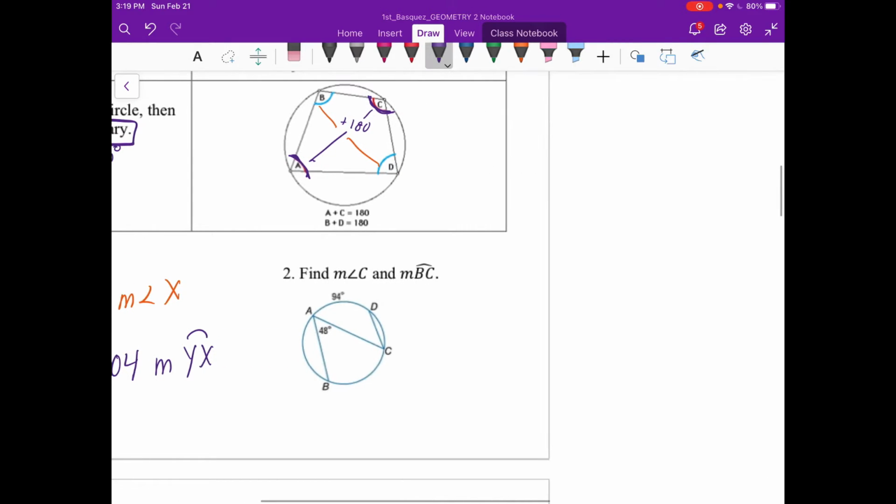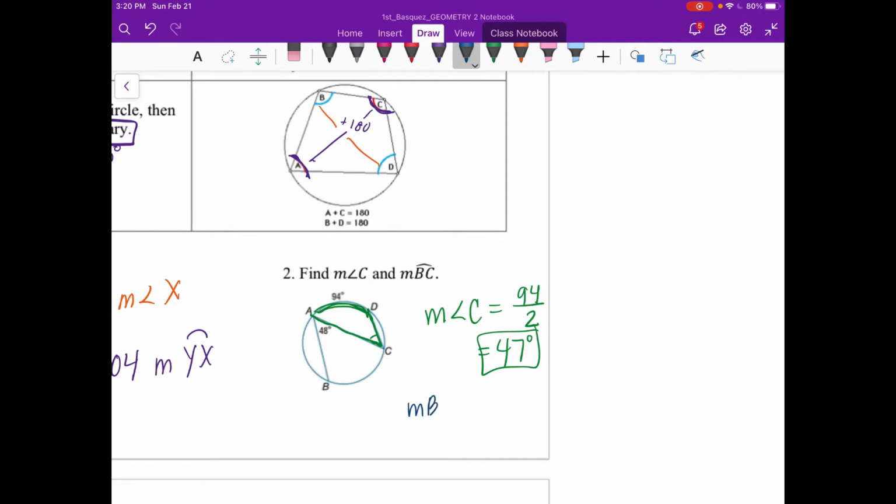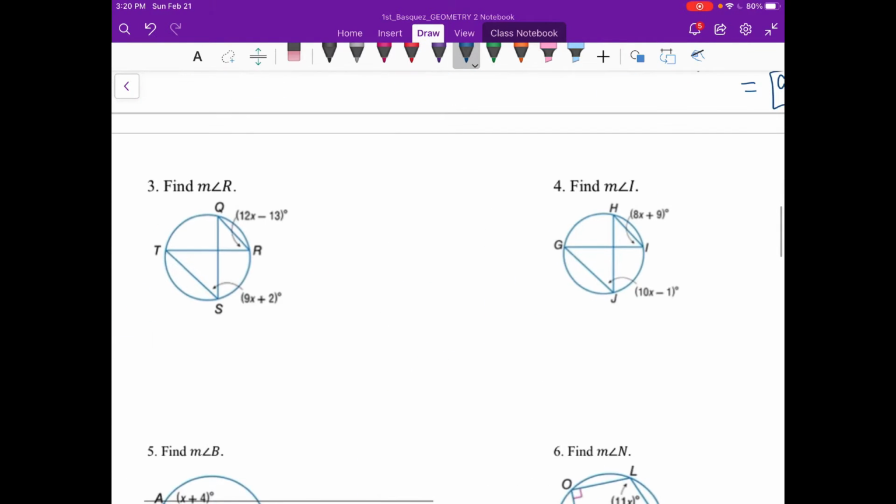Then I'm going to go to number 2. So again, I'm solving for angle C. Angle C is right here. This is going to be half of 94. So to find the measure of angle C, I'm going to do 94 divided by 2, which gives me 47 degrees. And then to find the measure of arc BC, that's right here. And this time I'm going to take 48 and multiply it by 2, which is going to give me 96. And that is my answer for that one. Let's keep going for these examples.